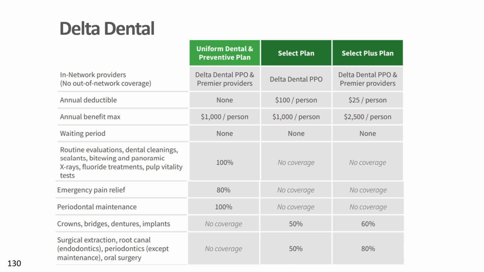The Select plan will cover, after a $100 deductible, as much as $1,000 per person per year, while the Select Plus plan, after a $25 deductible, will cover a certain percentage of major services up to $2,500 per person per year.